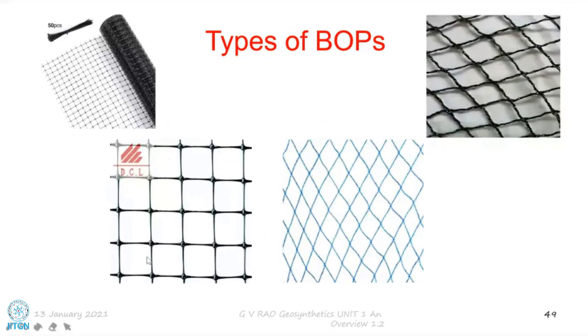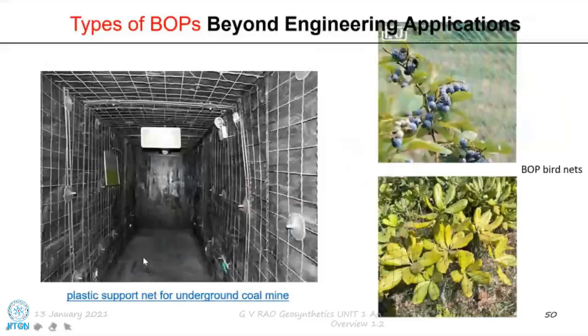And for different purposes. The purposes are also highly varied. These days it could be shade net, bird net, reproduction net, and many other things. We are also able to produce nets for underground coal mines. You can see this particular net is not looking like a net now. It looks like our geogrids.